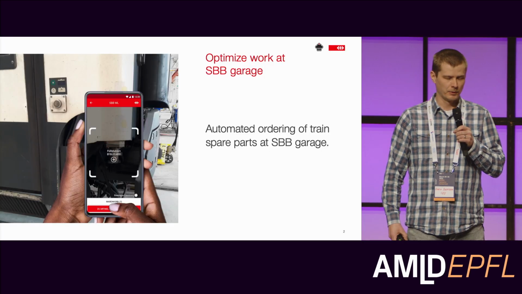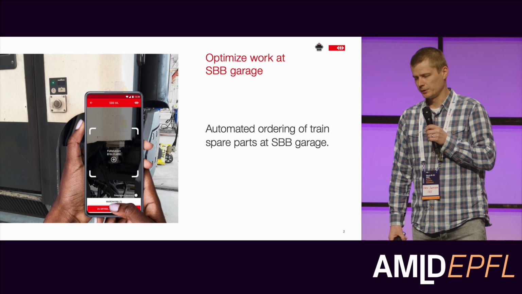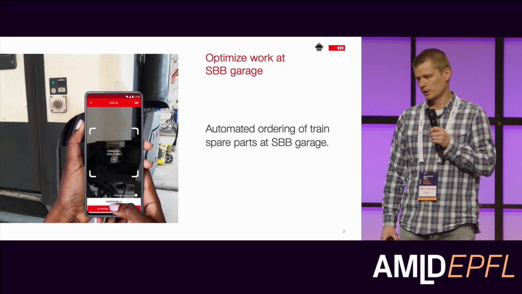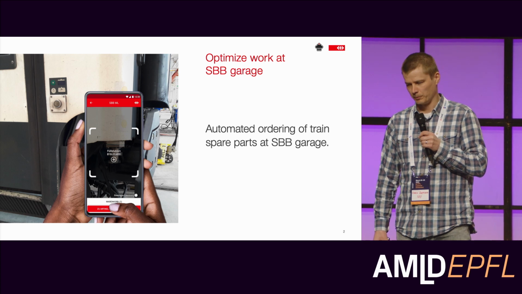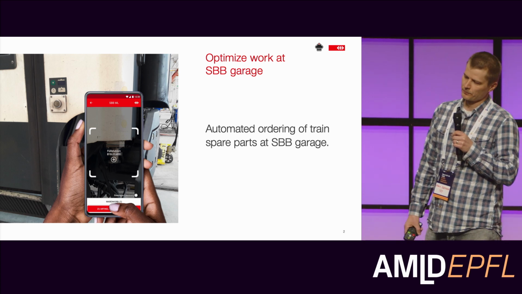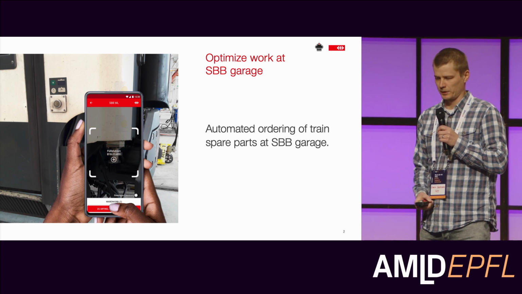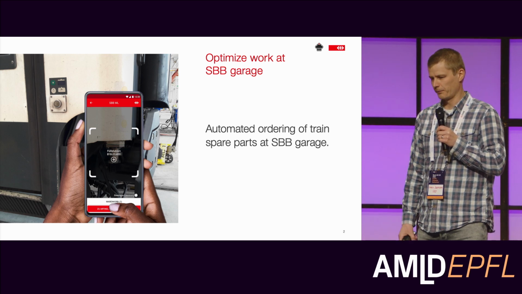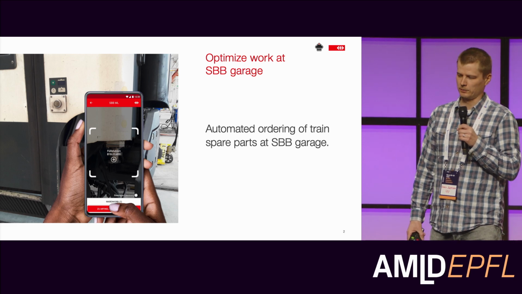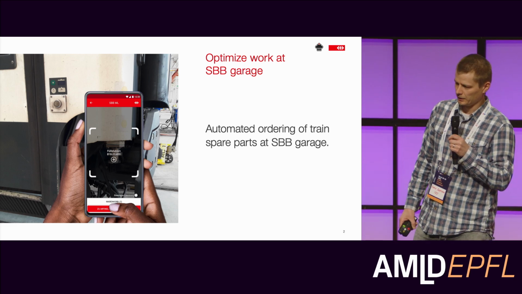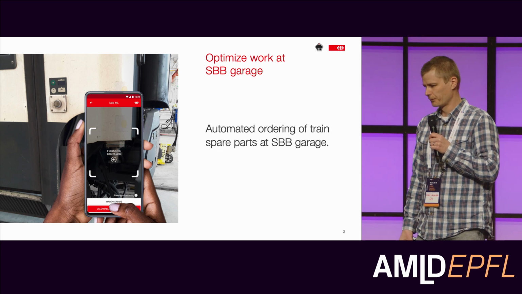So in the very beginning, we wanted to have an easy use case to learn the technology and test it. And we had the use case at SBB Garage. We wanted to optimize how our people work in the garage. So typically they have to change some parts in trains, and they have to order these parts. And we noticed that it took actually quite a long time for our people to go through the catalogs and find out what is the exact ID of the item they have to order.